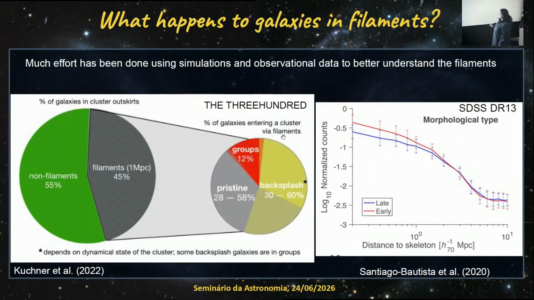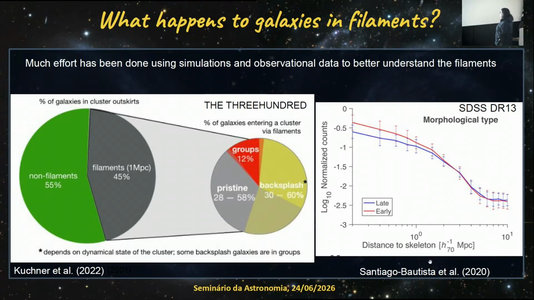You can see this other work using the 300 simulations. The other one, I think, was TNG. This one is the 300. They also see that a lot of galaxies in the outskirts of clusters have a 45% chance of being in the filament, so it's a good amount of galaxies in the filament. Some of them are in groups. Some of them are backsplashed, which means they get in, they get out. And some of them are just in the filament. So again, a mixed bag of things.